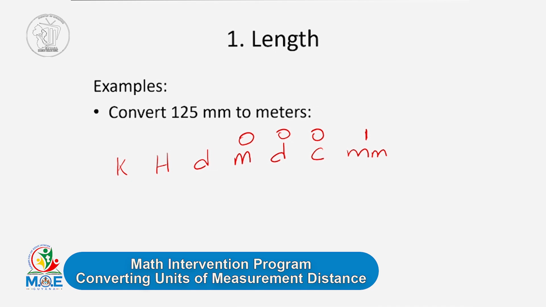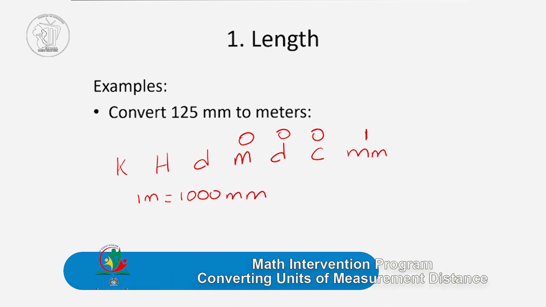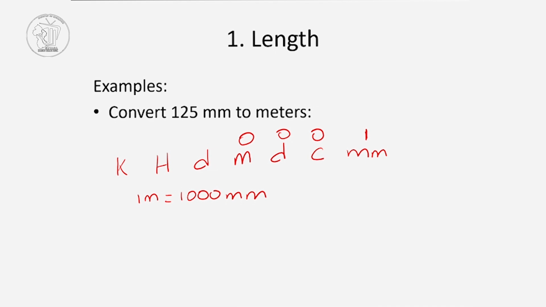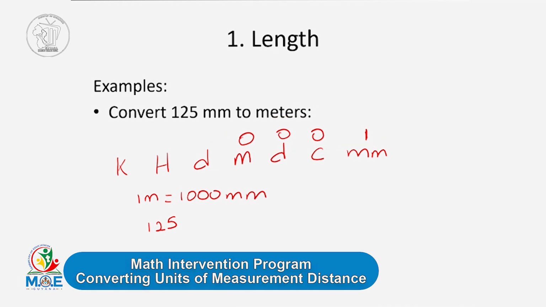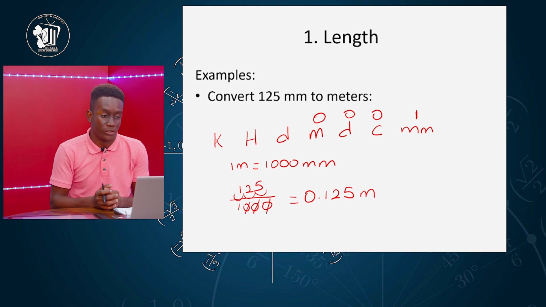So we see we have 1000 back to the front. That means we are dividing by the 1000. So we can say 1 meter is equal to 1000 millimeters. So this will be 125, because this is back to the front, we divide by 1000. So the point is here, this 0 carried back one time, this 0 carried back another time, and this 0 carried back another time. So this is equal to 0.125 meters. So 125 mm to m would be 0.125 meters.